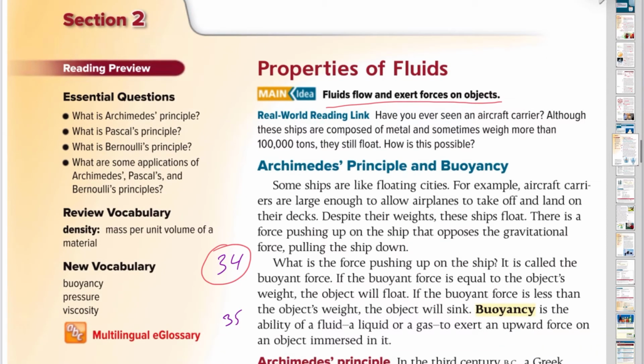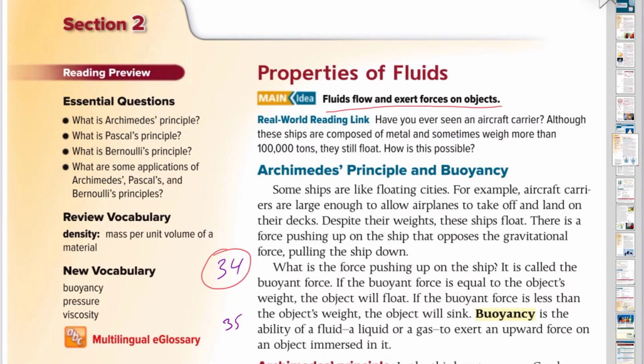So the real-world reading link: have you ever seen an aircraft carrier? Although these ships are composed of metal and sometimes weigh more than 100,000 tons, they still float. So how is this possible?